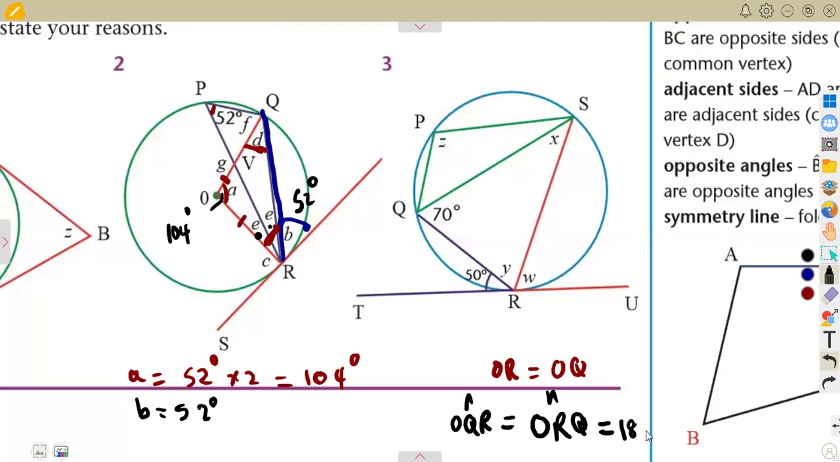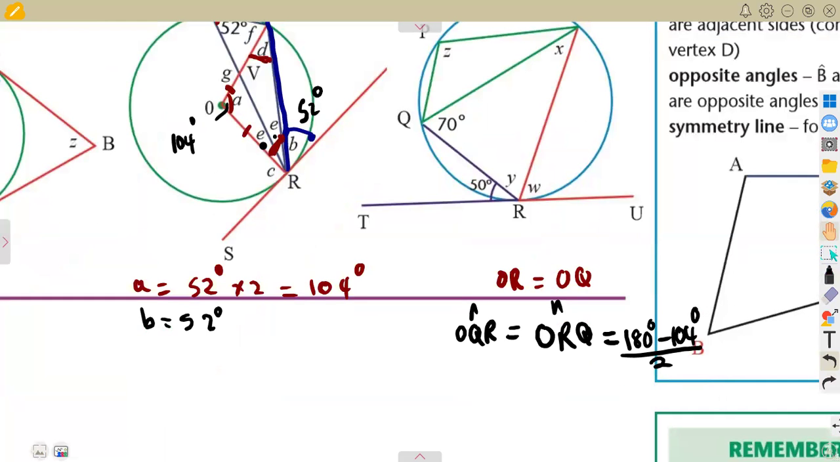We simply subtract the 104, the angle that is inside of the triangle, from 180. Whatever we get, we divide by 2 because these angles are equal. So to divide by 2 is to indicate that these two angles are equal. So 180 minus 104 is 76. Then you divide this by 2, and that is going to give us 38 degrees. So this is going to be 38 degrees.